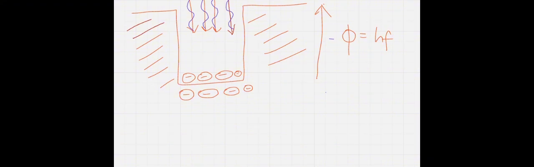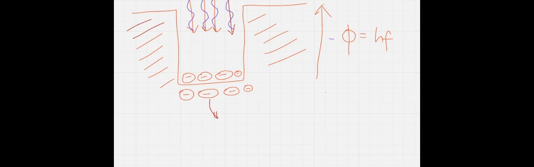So to understand why the apparatus was becoming less negative, let's take a look at this diagram. Essentially what's happening is that these little ball things are called electrons.